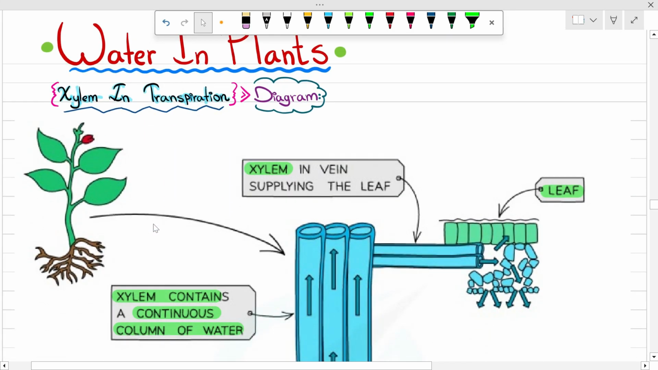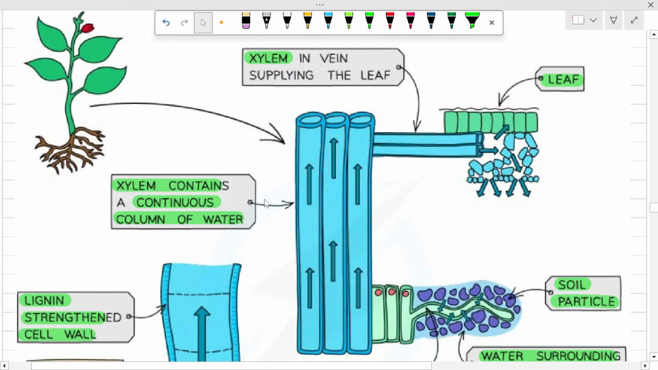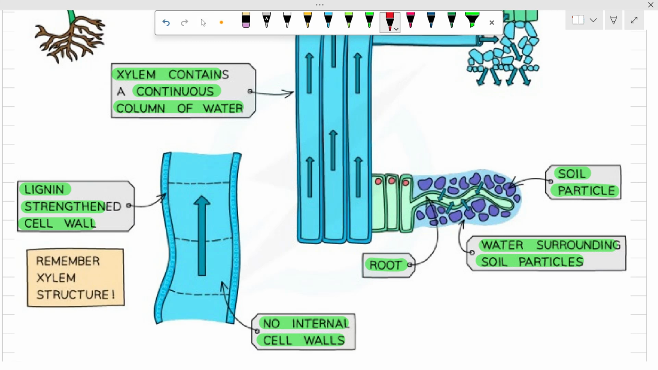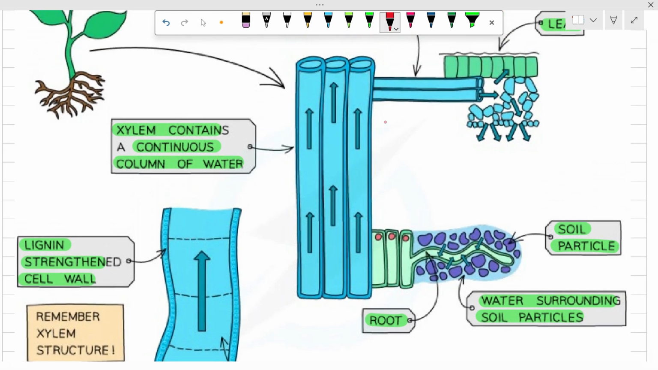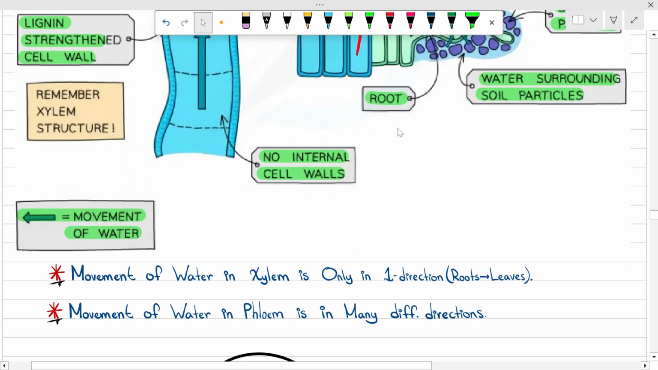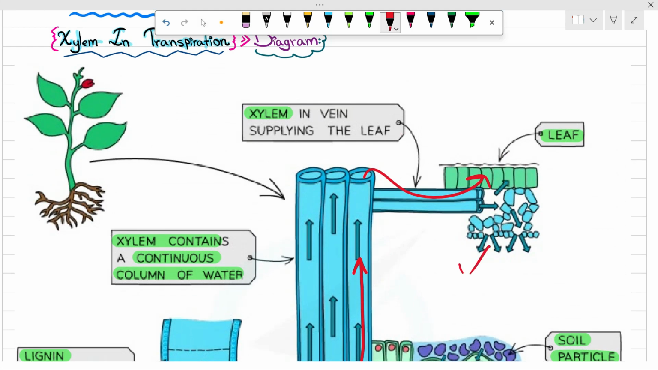So this is the xylem in transpiration. This is the xylem vessel, and this is the leaf. The xylem contains a continuous column of water with no top and bottom walls, and no cell structures, to allow free movement of water during transpiration. Water is moving up the xylem vessels, or being taken up by the xylem vessels, to be transported into the leaves. And from the leaves, it is evaporated outside.